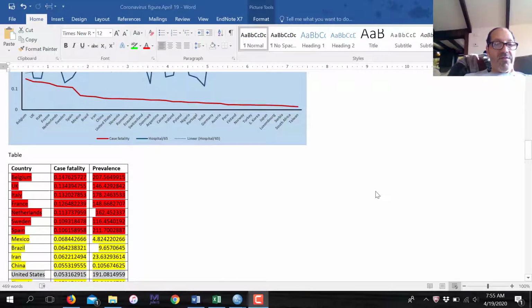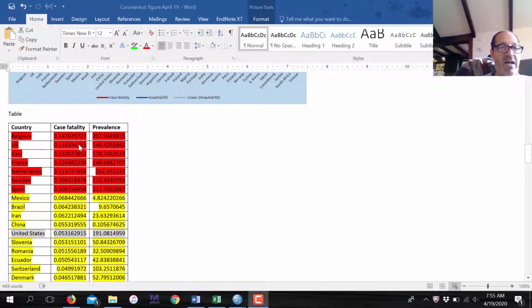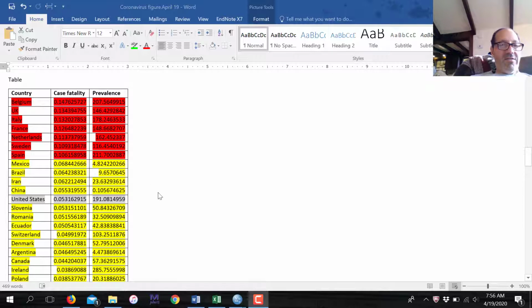So in terms of today's numbers, the highest case fatality is in Belgium with about 15%, followed by UK, Italy, France, Netherlands, Sweden, and Spain. Those are all above 10. Those are my red zones. And these are the prevalences in those areas.